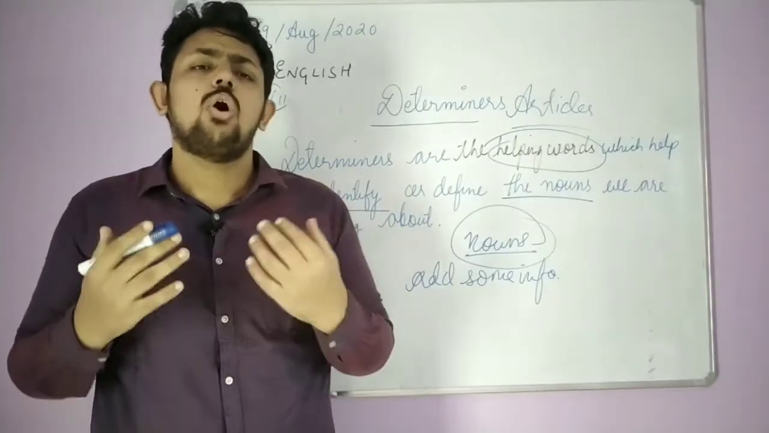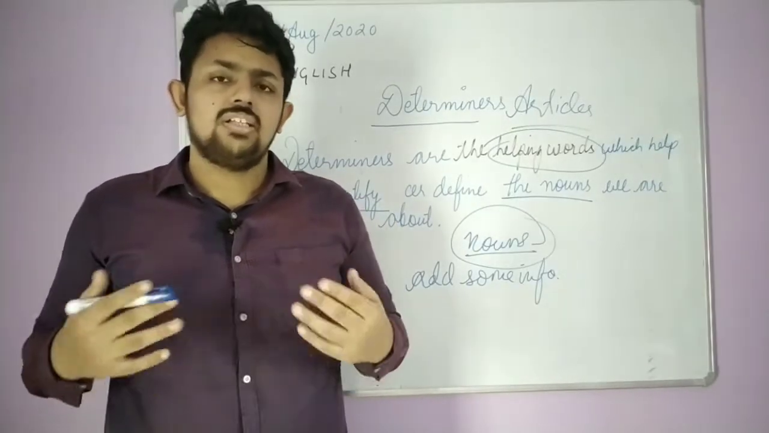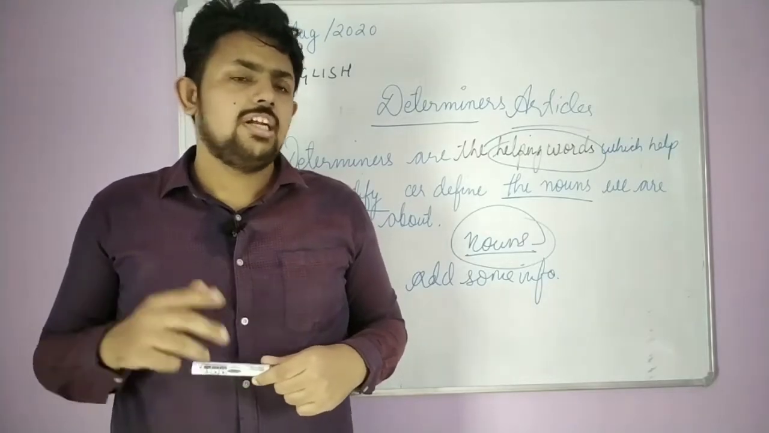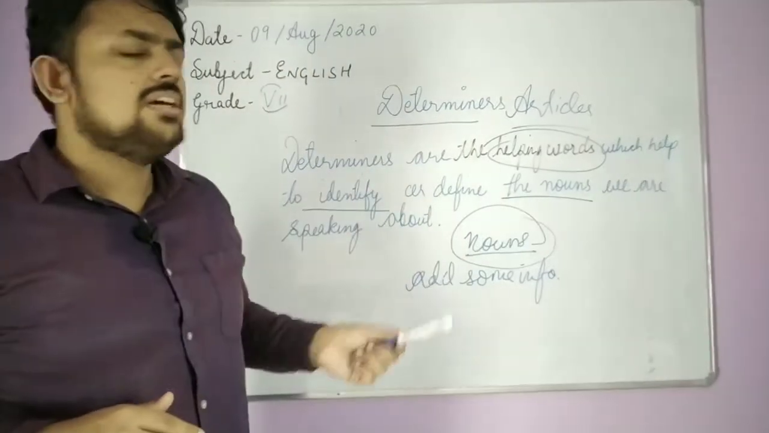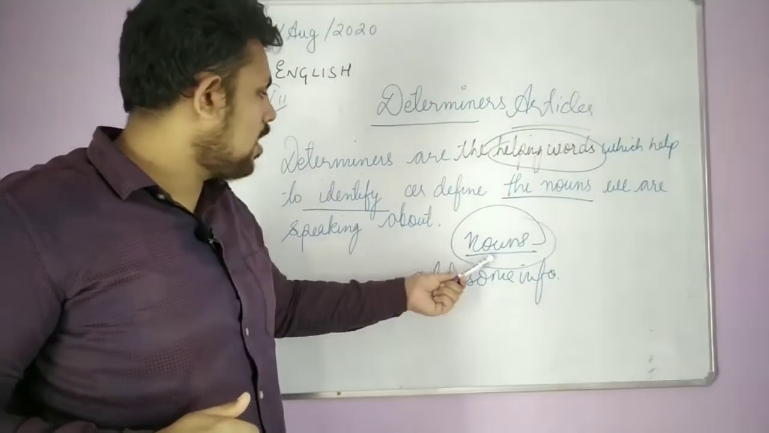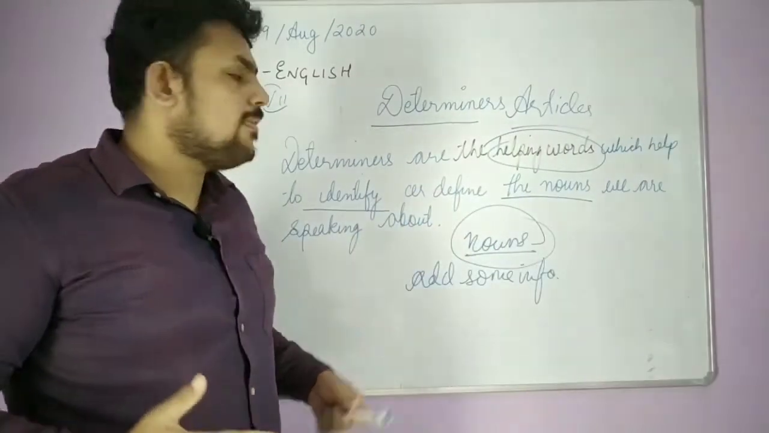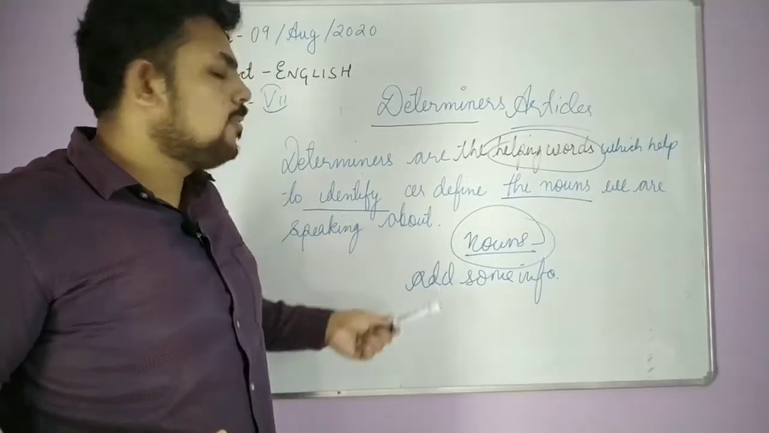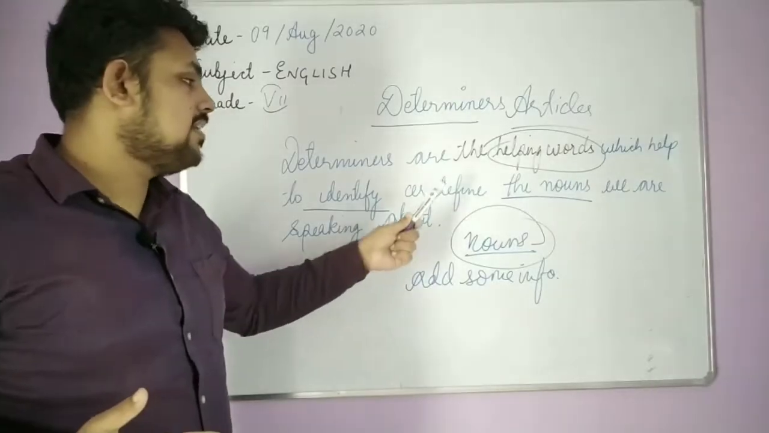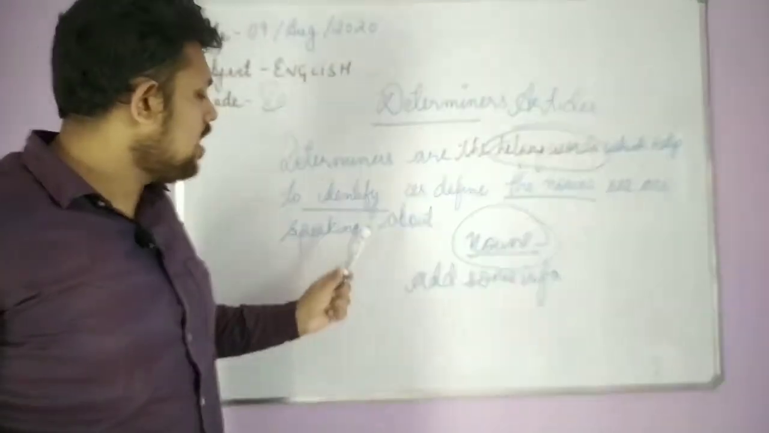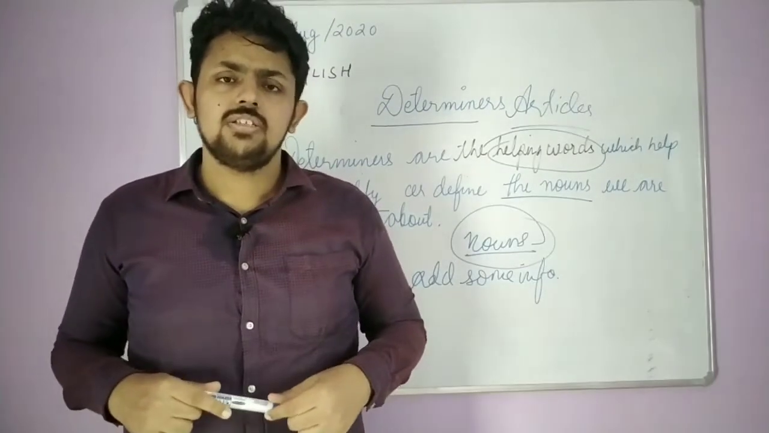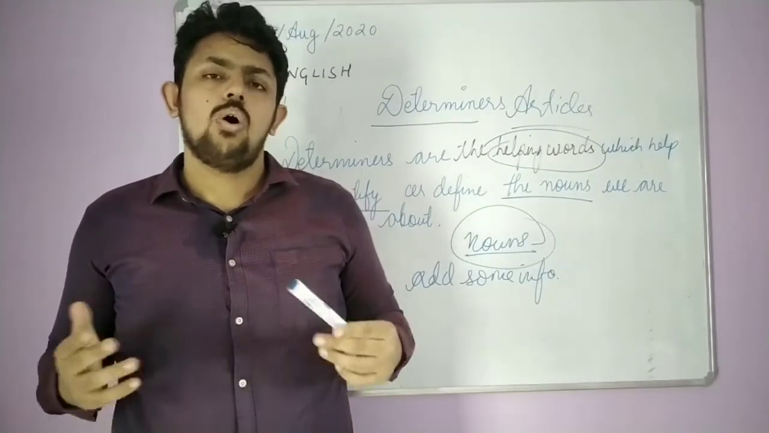We will see in detail what determiners are, what the kinds of determiners are, and what the work of determiners is. So this is clear: determiners are the helping words which add something to the nouns. They come often before the nouns and work to define or identify the nouns we are speaking about.